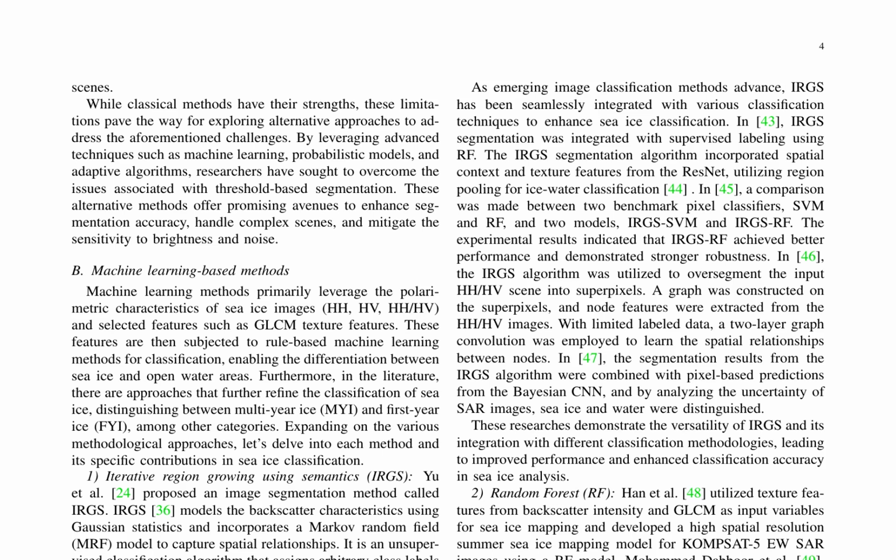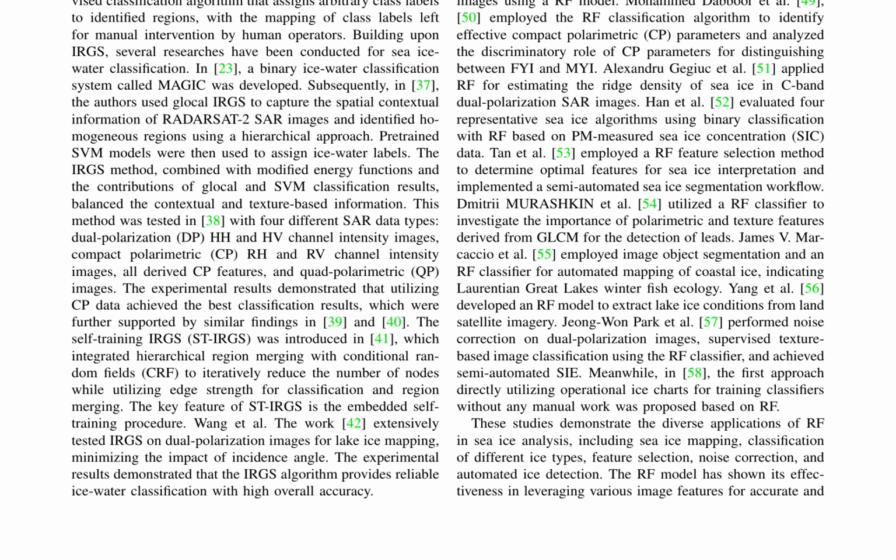One such method is iterative region growing using semantics, IRGS, which models backscatter characteristics using Gaussian statistics and incorporates a Markov random field model to capture spatial relationships. IRGS is an unsupervised classification algorithm that assigns arbitrary class labels to identified regions, with manual intervention required for label mapping. Researchers have expanded upon IRGS, developing methods such as MAGIC, local IRGS, and self-training IRGS, which integrate contextual and texture-based information to achieve improved classification results.